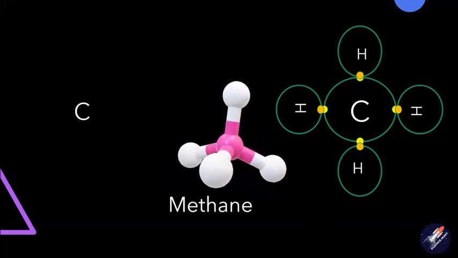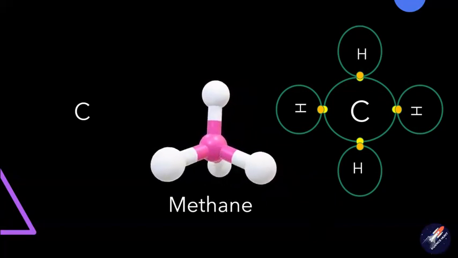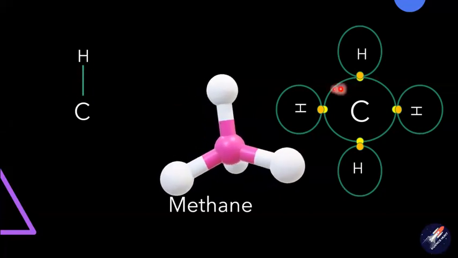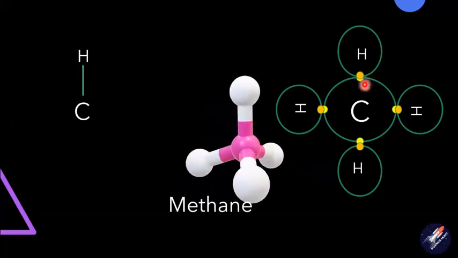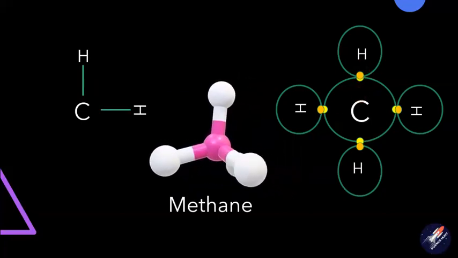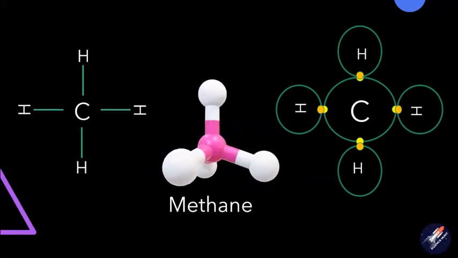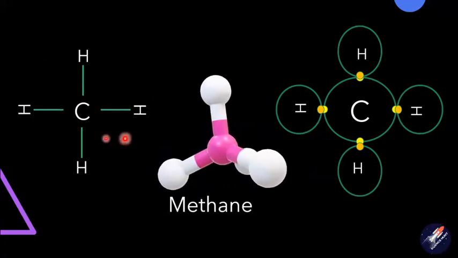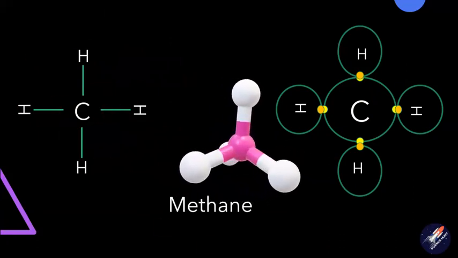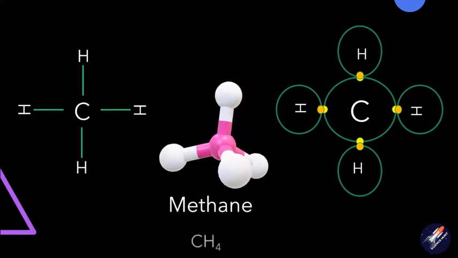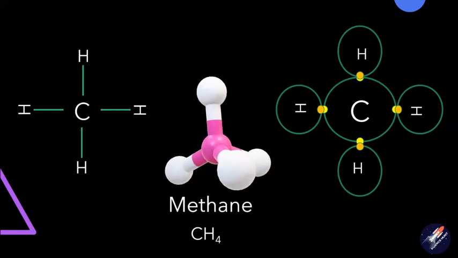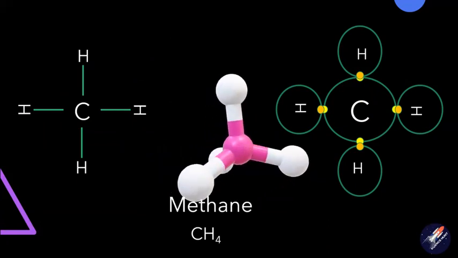So if we draw the structure, then there is 1 carbon atom and it is a single bond, because there is only 1 electron shared with the atom, so it's a single bond with the hydrogen, and the same with the other 3 hydrogen atoms. So by the structure, we can see that the formula of methane will be CH4.